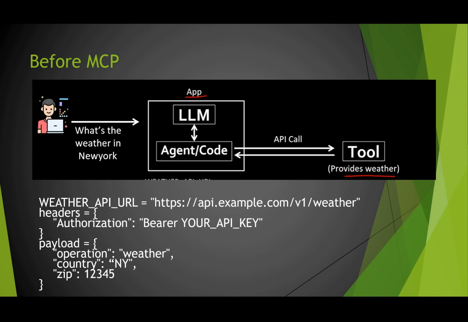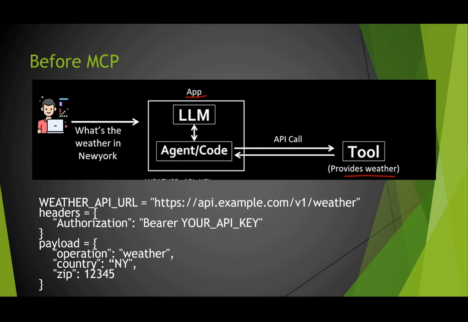So as you can see right here, there is the weather API URL and headers, and it needs some token as well to call this API. So the agent needs all this information before sending any request, and this payload is also predefined, as you can see. Now just think about this.